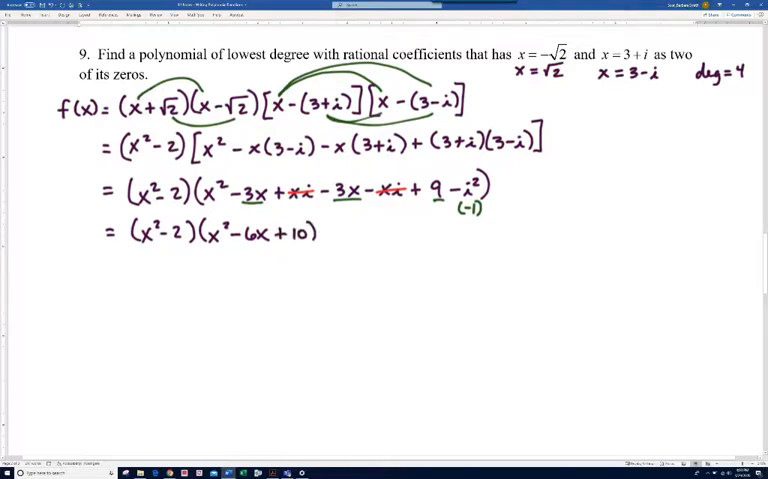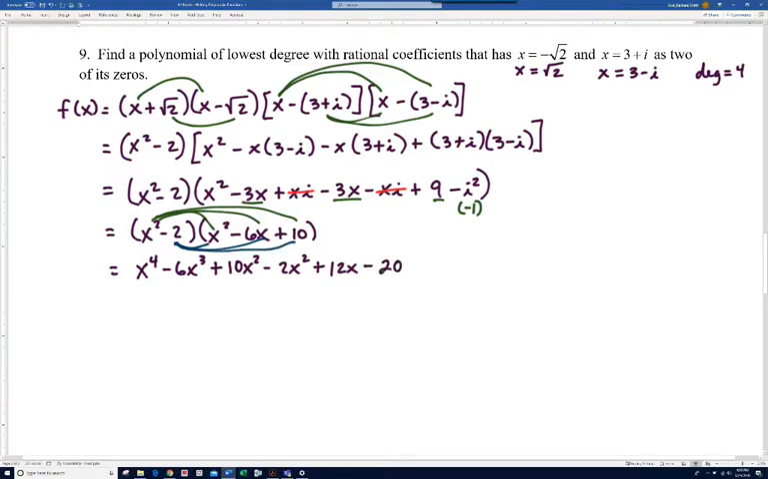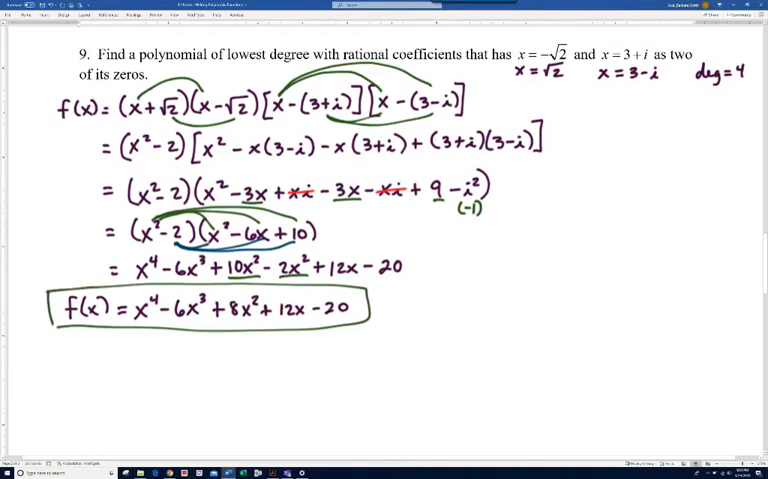So finally, we can go ahead and multiply this binomial times a trinomial. Let's distribute the x squared. We get x to the 4th minus 6x cubed plus 10x squared. When we distribute the minus 2, we get minus 2x squared plus 12x, and then negative 2 times 10 is minus 20. So finally, we do have a couple of x squared terms we can simplify. So you end up with x to the 4th minus 6x cubed plus 8x squared plus 12x minus 20.